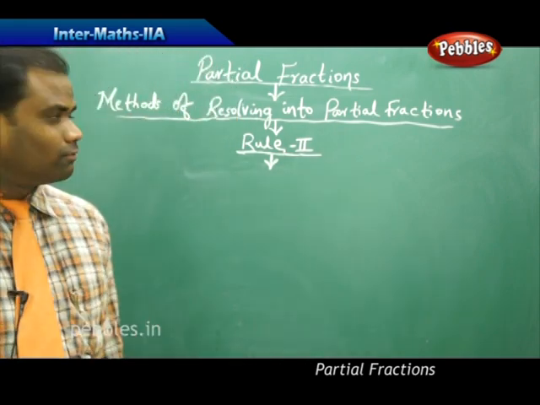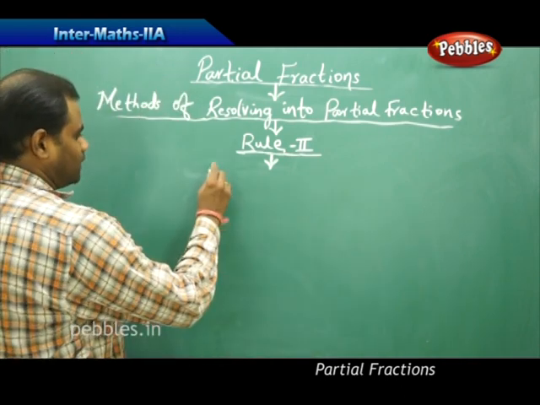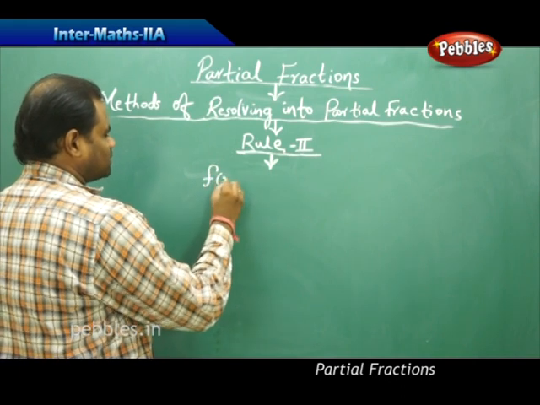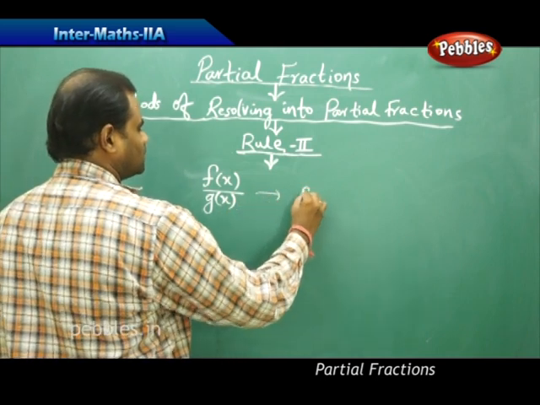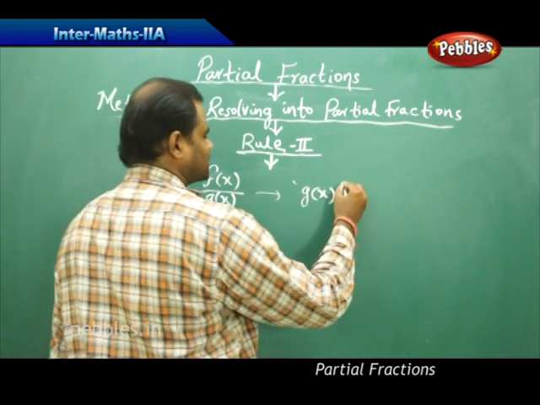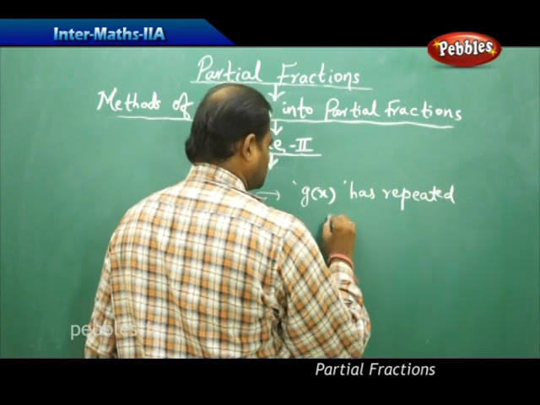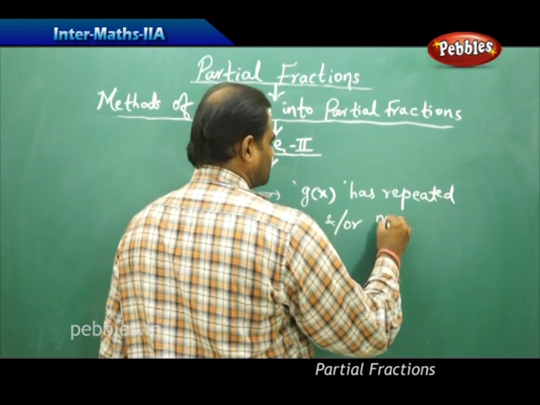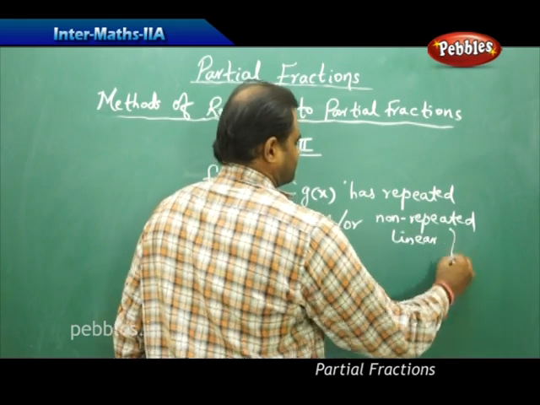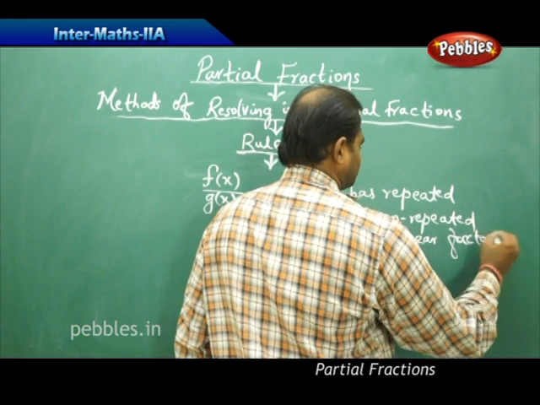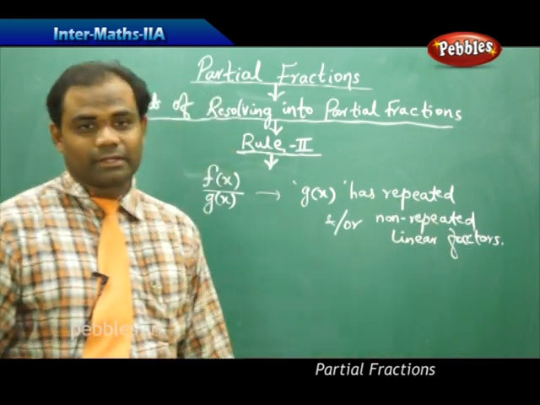Now next, see rule 2 of resolving into partial fractions for the given proper fraction. Say I have the proper fraction f of x by g of x, where my denominator polynomial g of x has repeated and/or non-repeated linear factors. So a case where g of x has repeated and/or non-repeated linear factors comes under rule 2.